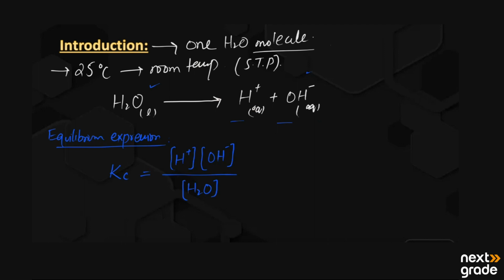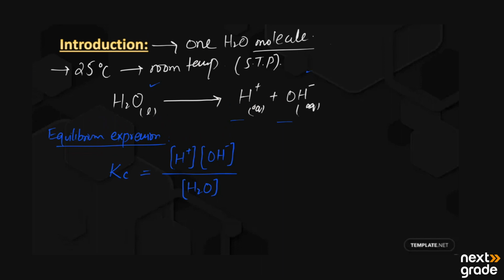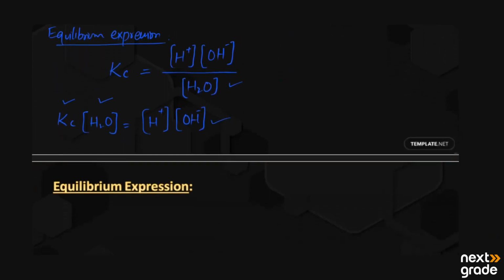The second main thing is that we know the concentration of the water molecule is almost constant. So when we move this water molecule to the other side, the product of the equilibrium constant and the water concentration is equal to the product of the concentration of hydrogen ions and the molar concentration of hydroxide ions. So here we have the product of Kc into H2O.